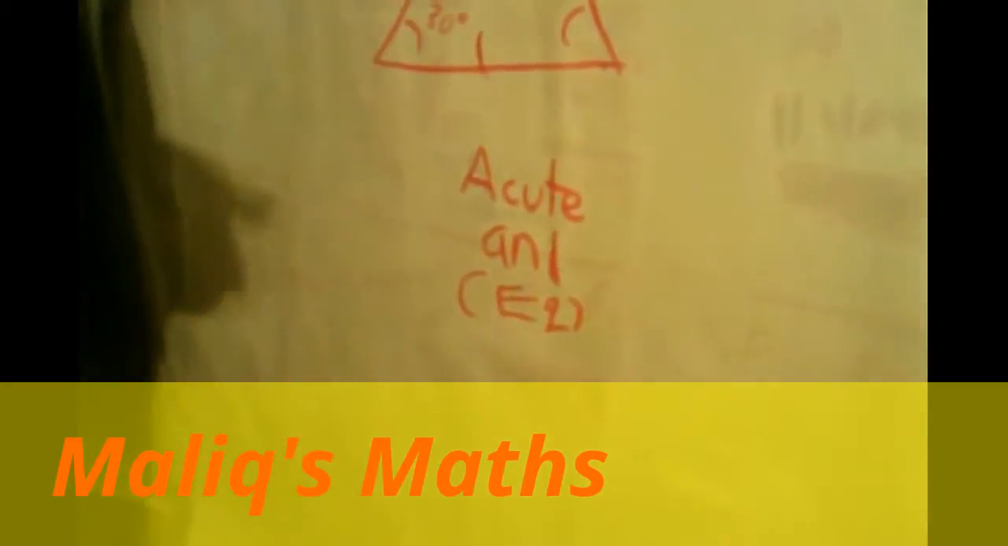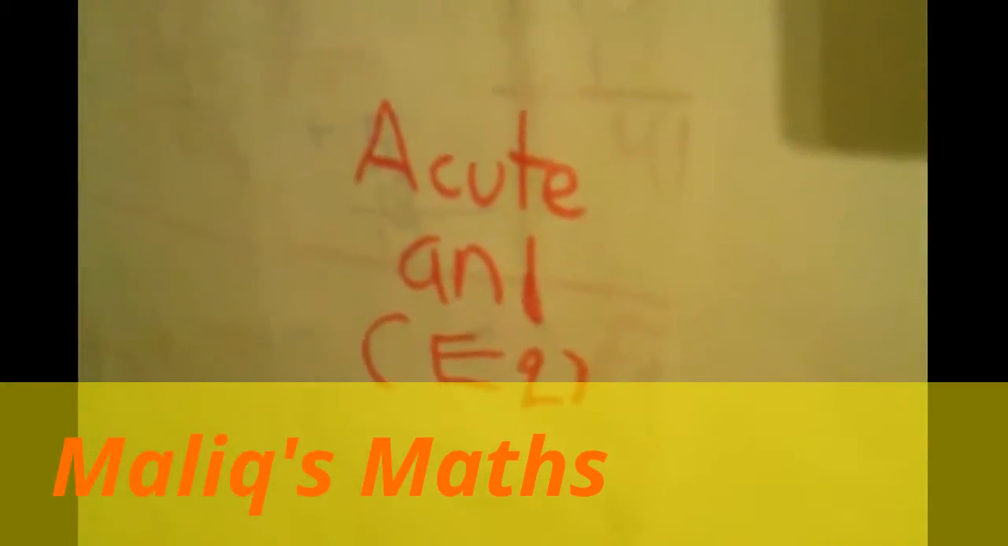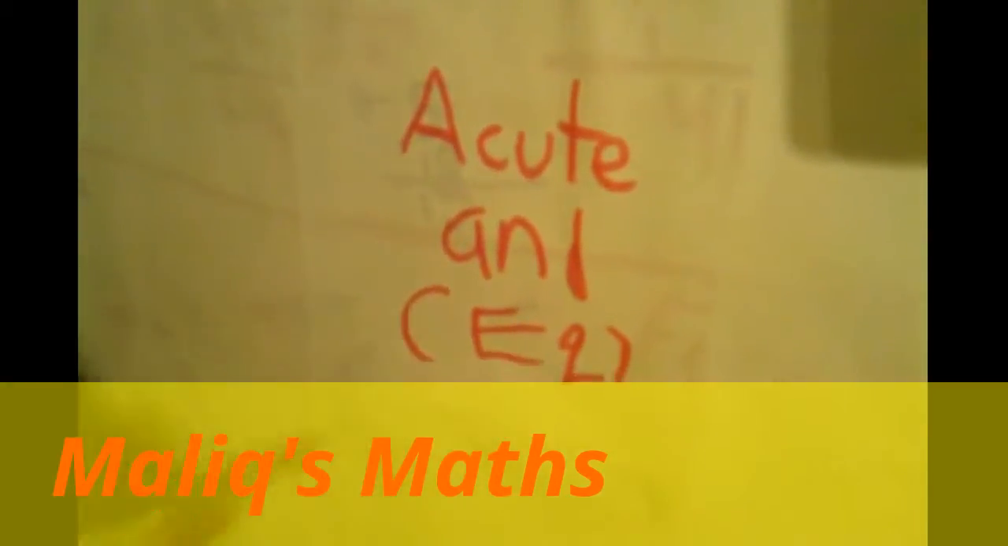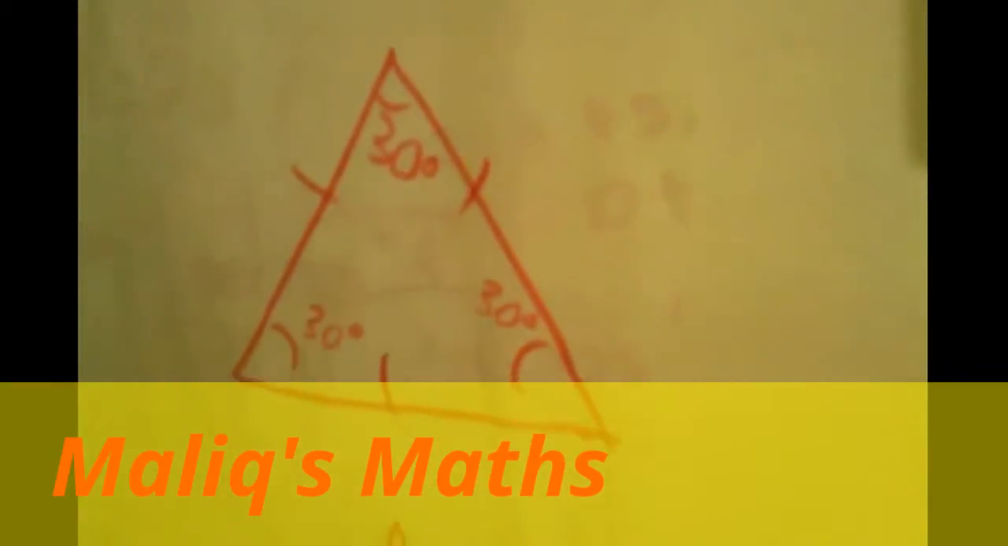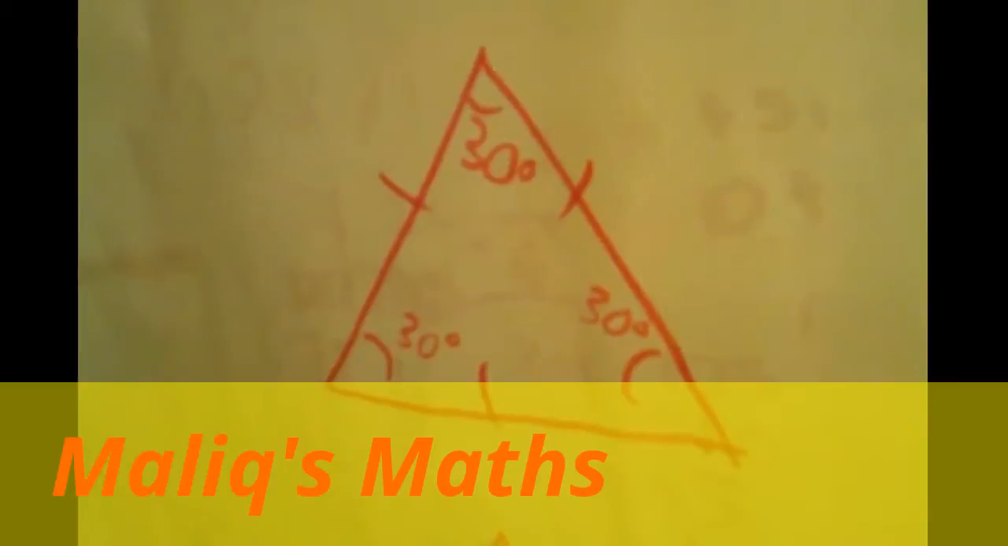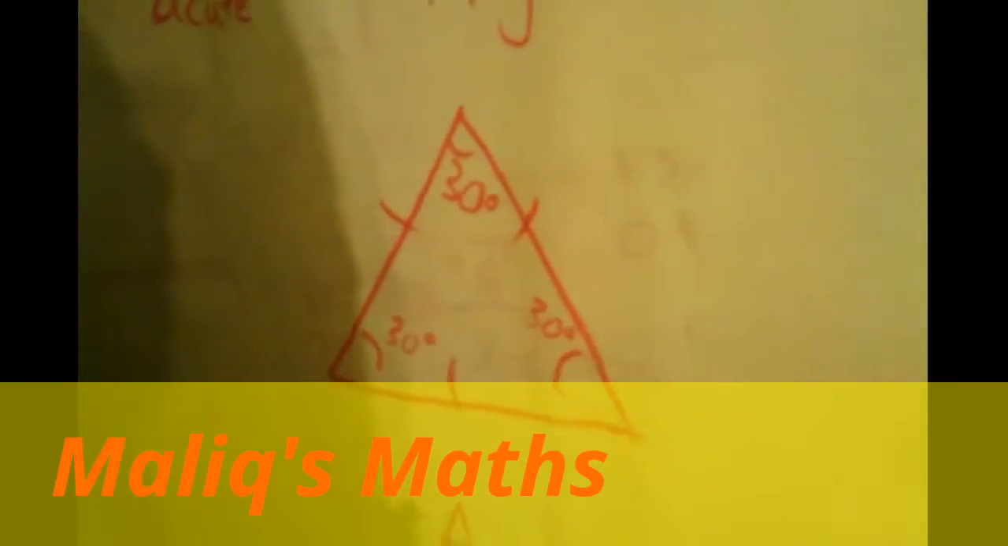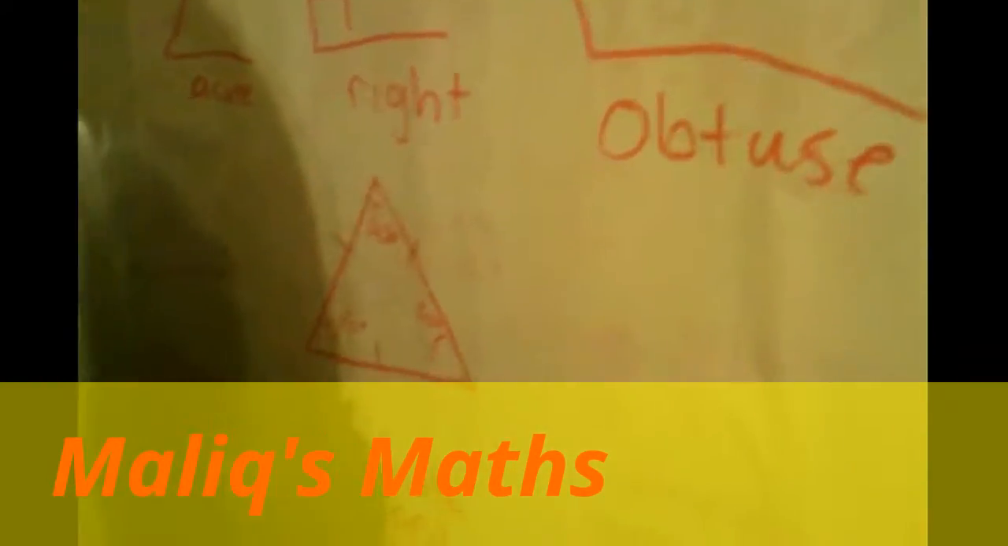Very good. What Quentin has done is made an acute and an equilateral. Why is it acute? Will anybody know? Because it is less than 90 degrees. That is correct. Now, we're going to have some more shapes and have more volunteers.